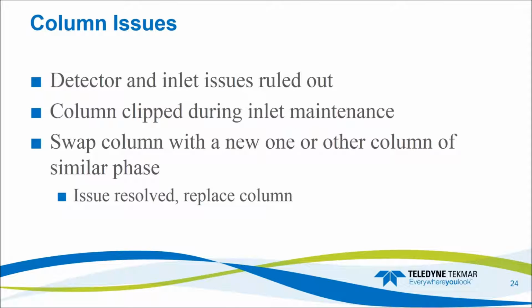If we've ruled out our inlet, we've done all of these maintenance checks and we still have issues, now we're looking at our column. So we've already clipped our column during inlet maintenance, so now would be the time to swap the column out completely. Put in a separate column of known performance or a brand new column, and then rerun your blanks. Do things look better? If they've improved, replace your column. If you still have the same issues, now we're moving on to some other portion of the system.